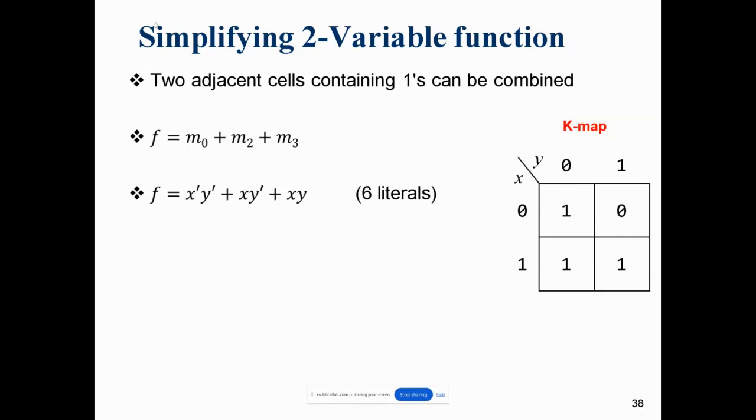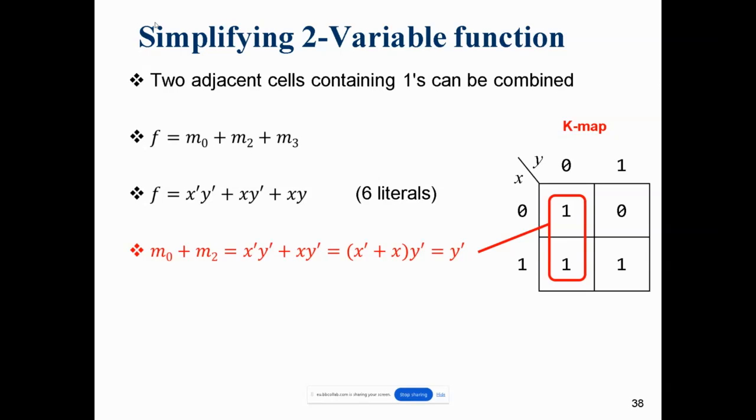So in the standard form, it's a function of 2 variables. Every minterm consists of 2 literals, and in the sum of minterms standard form we have 3 minterms. Each minterm has 2 variables. So it is the unreduced expression which consists of 6 literals.